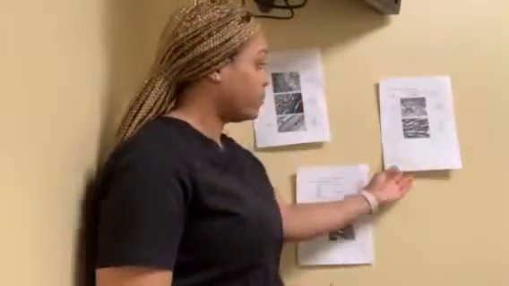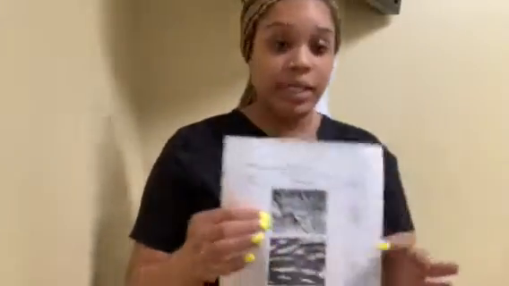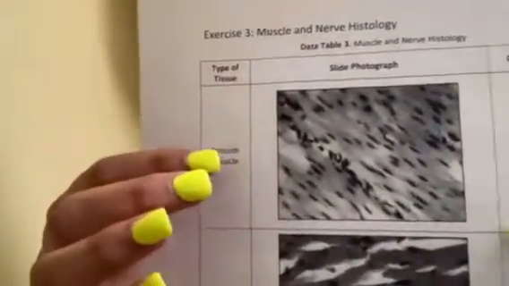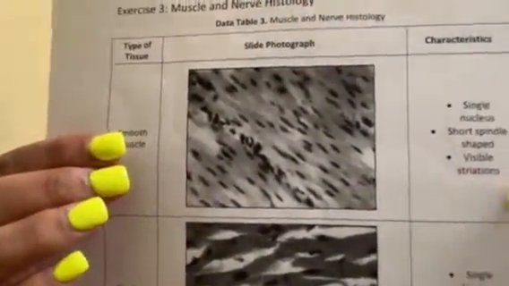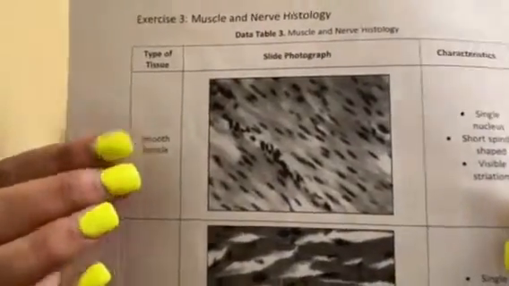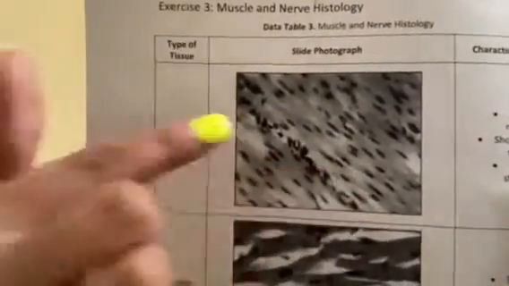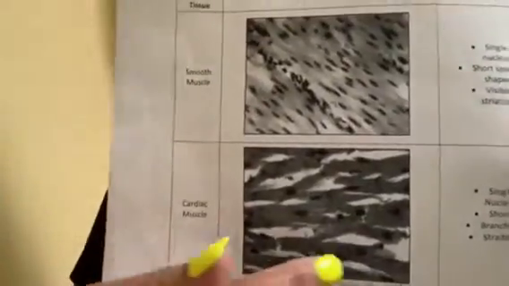In the lab, we also completed and labeled and identified the structures and the characteristics of the smooth muscle, which is here, and the cardiac muscle. Now, the smooth muscle has a single nucleus, and the cardiac muscle has a single nucleus as well. However, the skeletal muscle does not have a single nucleus.